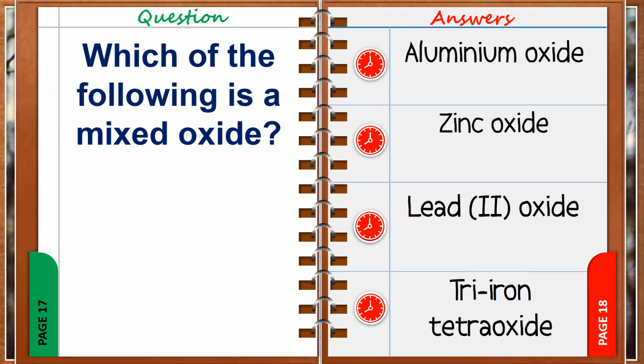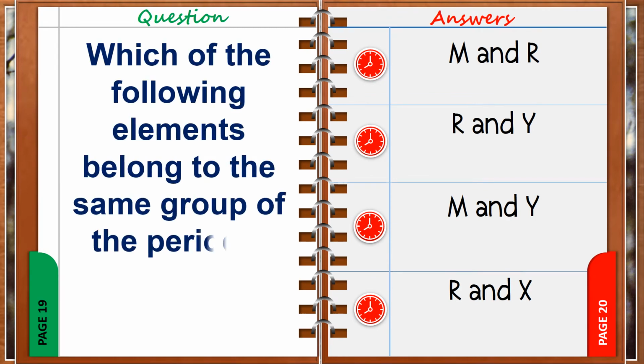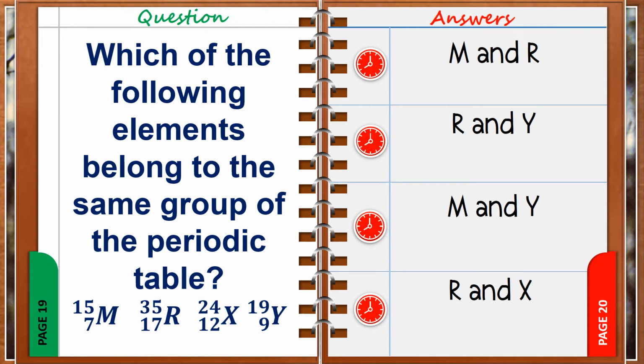Which of the following is a mixed oxide? Tri-iron tetraoxide. Which of the following elements belong to the same group of the periodic table? We have M 15-7, R 35, 17, X 24, 12, Y 19, 9. R and Y.